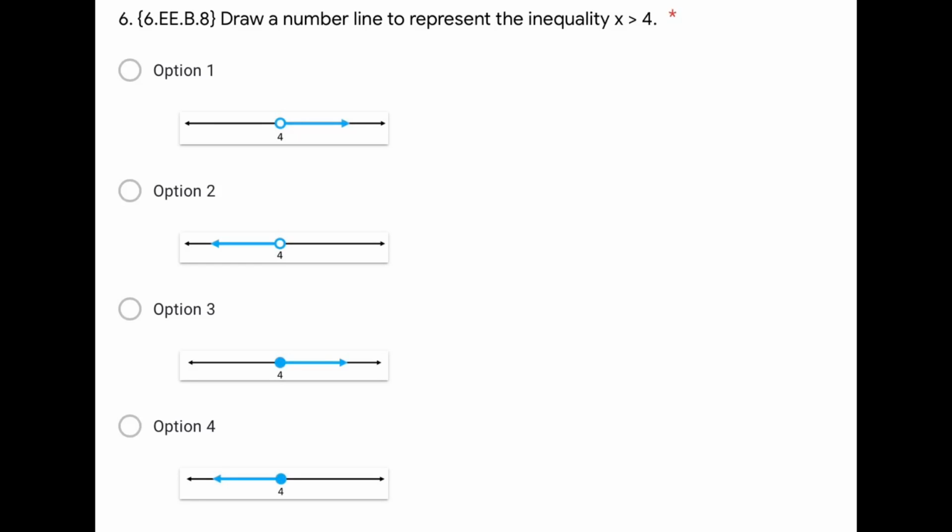Draw a number line to represent the inequality X is greater than 4. That means X is bigger. Alright, and it's a greater than, so you need to decide on the circle.